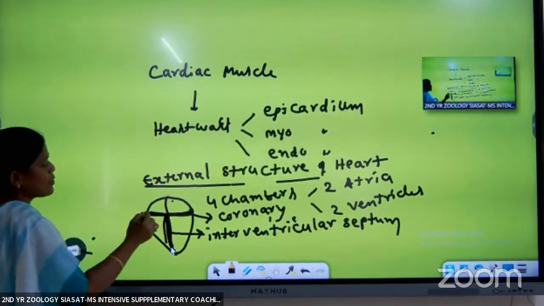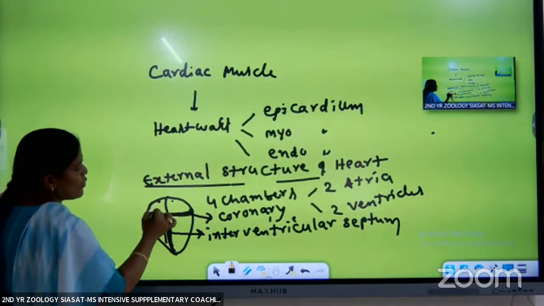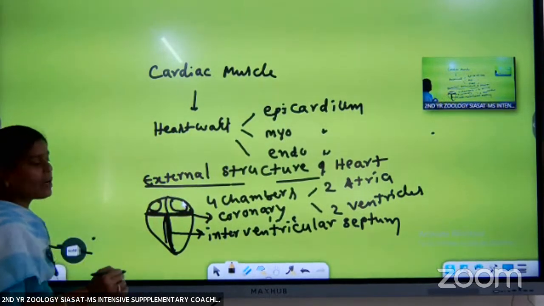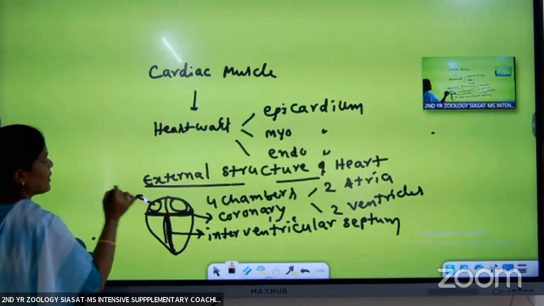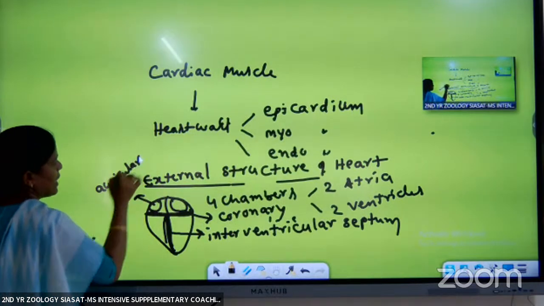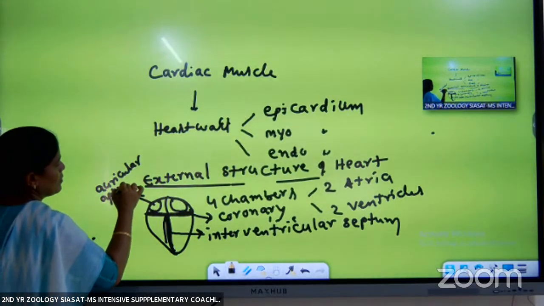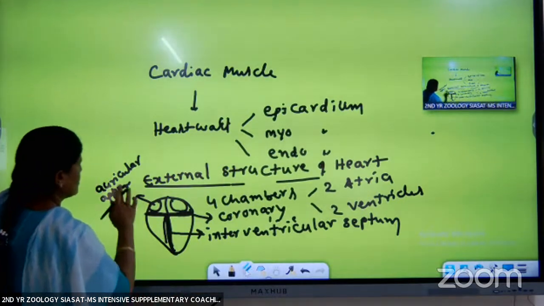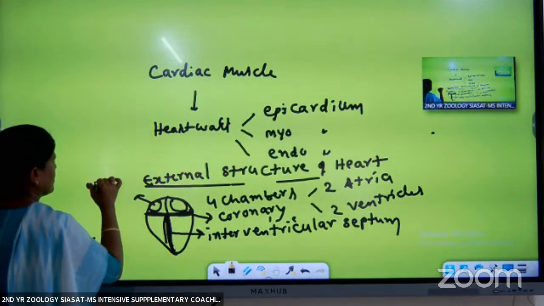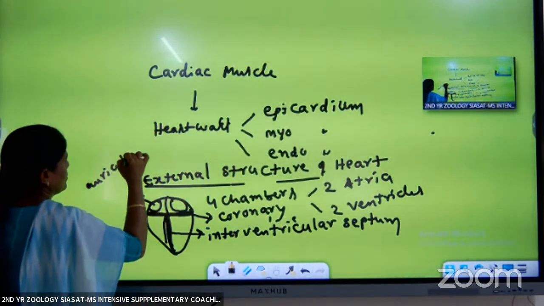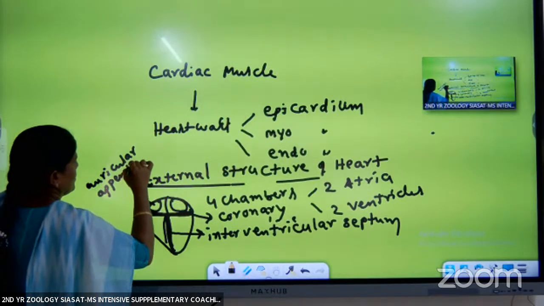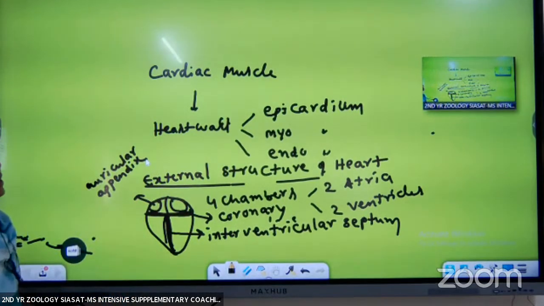Also the auricular appendix is visible. Earlobe-like structures are visible above the atria, that we call the auricular appendix. Here, this is about the external structure of the heart.